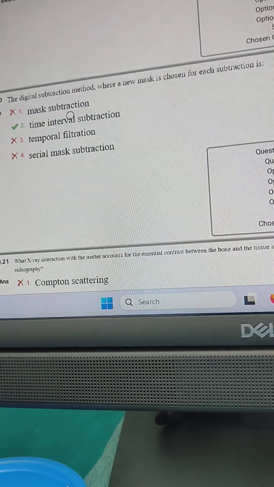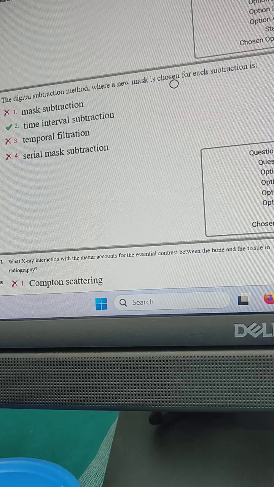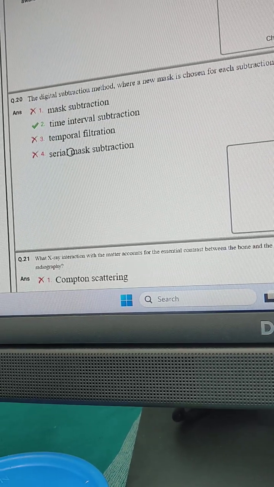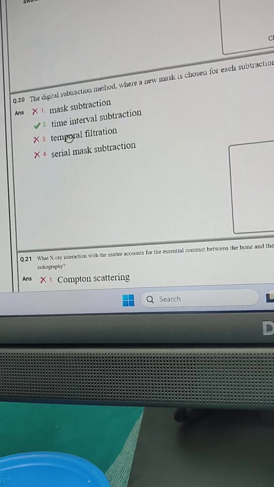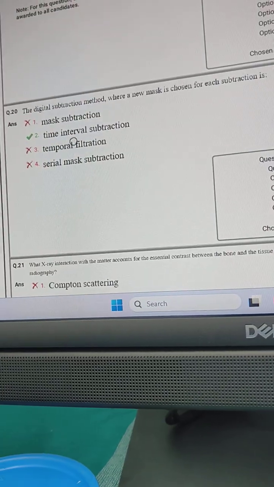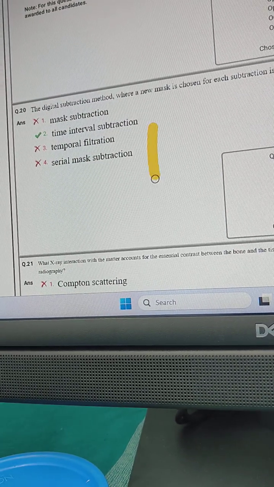In the digital subtraction method, where a new mask is chosen for each subtraction: mask subtraction, time interval subtraction, temporal subtraction, serial mask subtraction. So the correct answer is time interval subtraction, B.